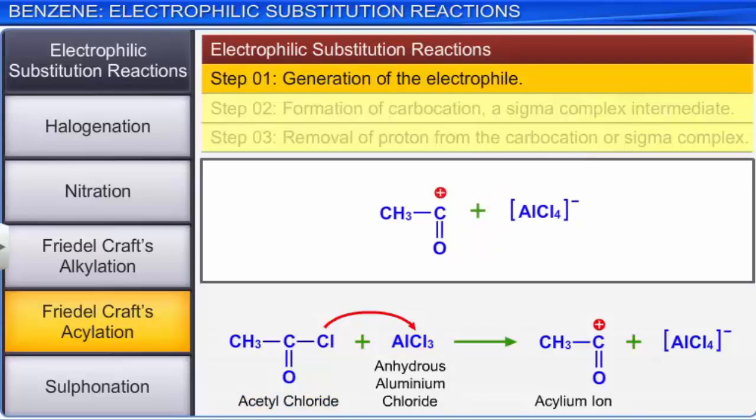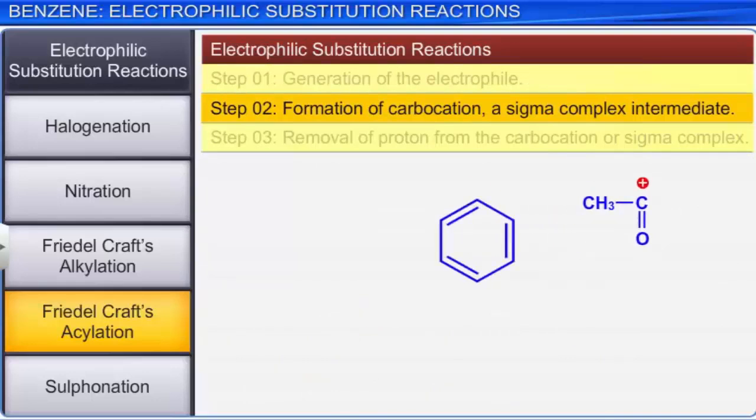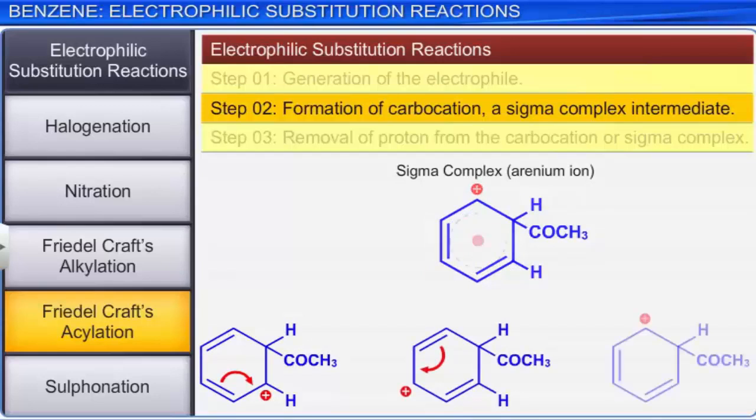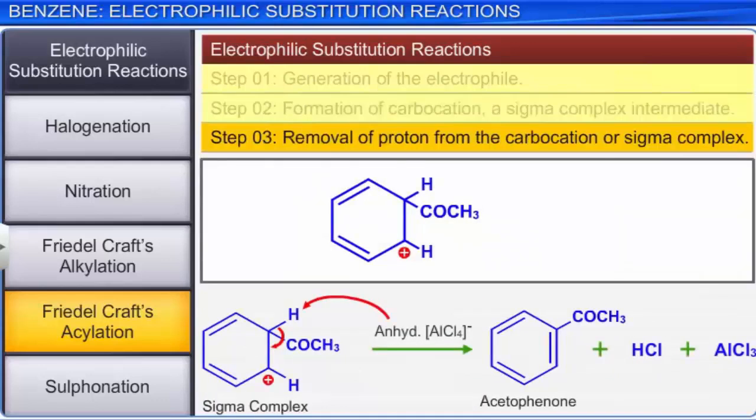In the second step, acyl ion attacks the pi electron cloud of the benzene ring and forms the less stable intermediate called sigma complex or arenium ion. In the last step, the proton is removed from the intermediate sigma complex in the presence of nucleophile AlCl4- ion. This results in the formation of acetophenone.